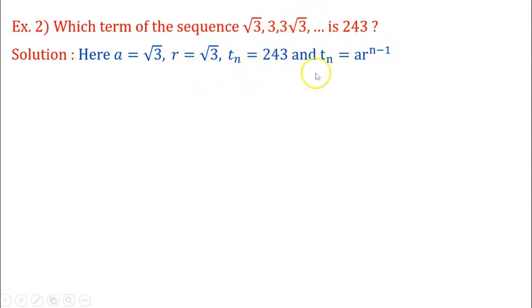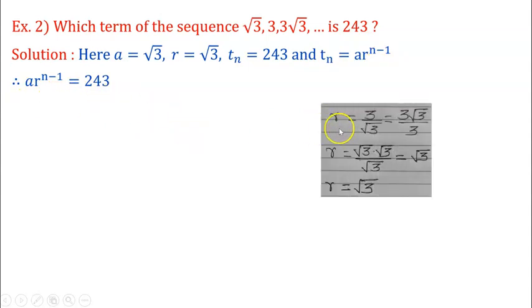Here we have given that Tn is equal to 243. Now we know the formula, Tn is equal to A into R raised to n minus 1. That is, A into R raised to n minus 1 is equal to 243. Okay, now see this here, the ratio R is equal to root 3. Substitute the value of A, A is root 3, R is root 3, whole bracket raised to n minus 1 is equal to 243.